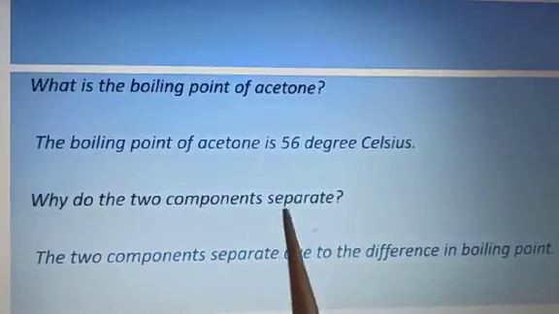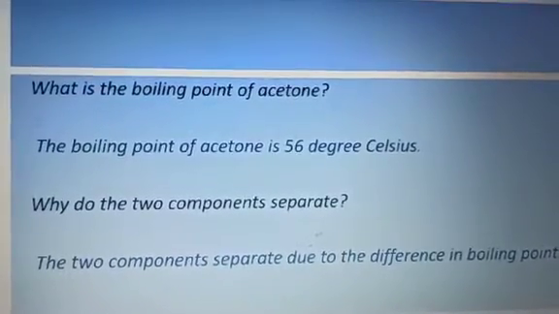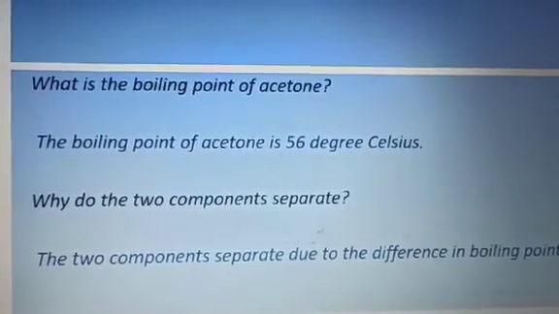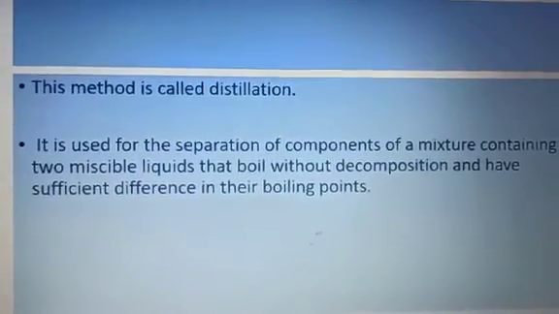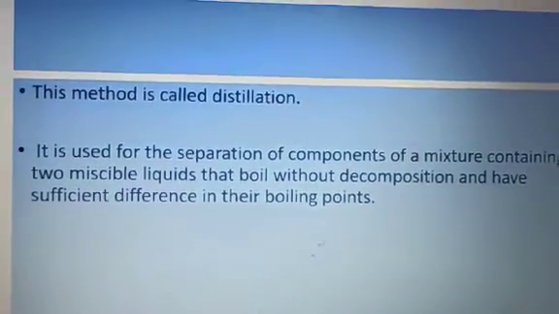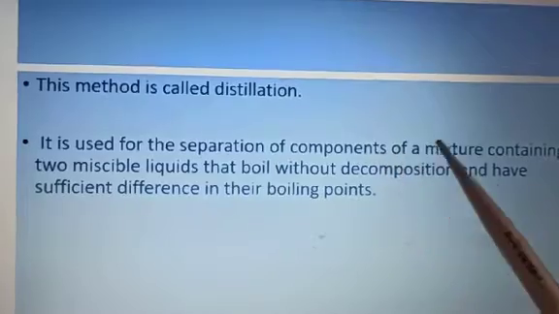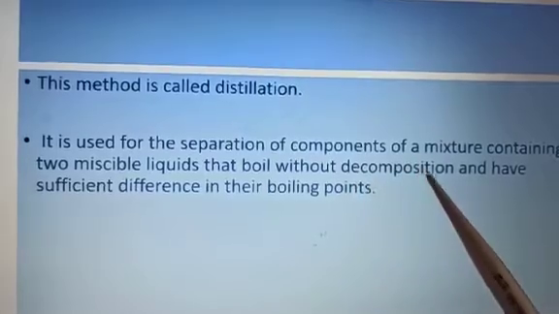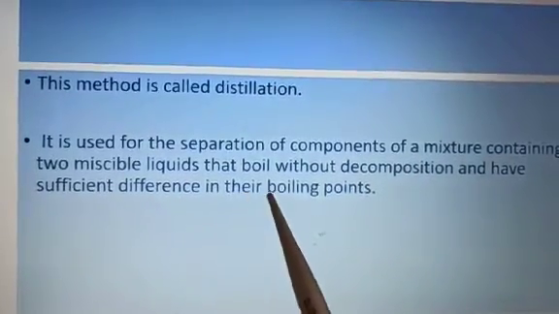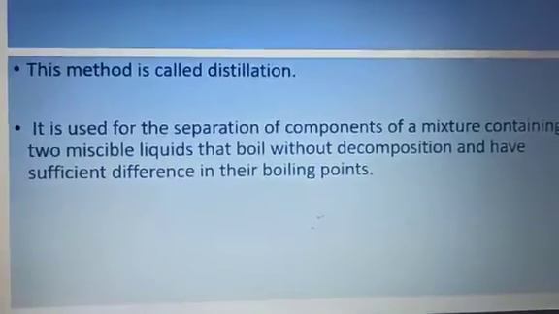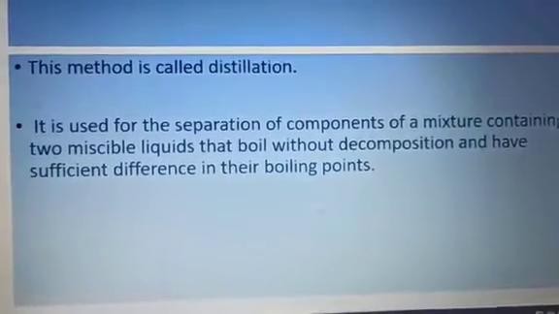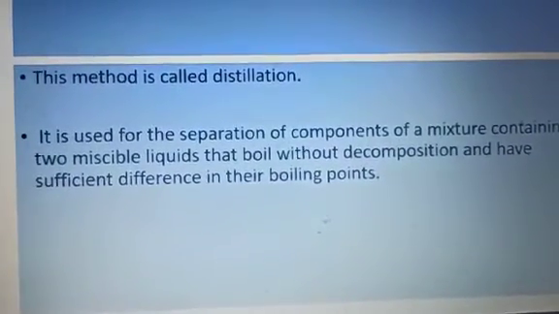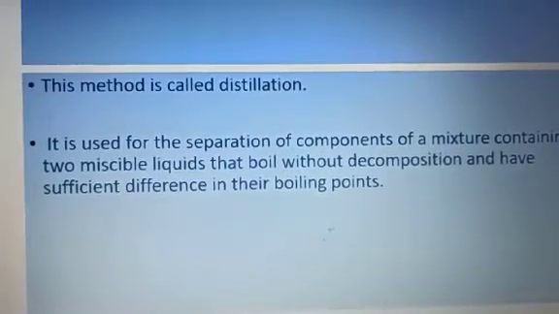And why do the two components separate? In this mixture, the two components could separate because they have a difference in their boiling points. So this method is called distillation, and it is used for the separation of components of a mixture containing two miscible liquids that boil without decomposition and have a sufficient difference in their boiling points. You can see that there is a sufficient difference between the boiling points of acetone and water, so these can be separated by the distillation process.